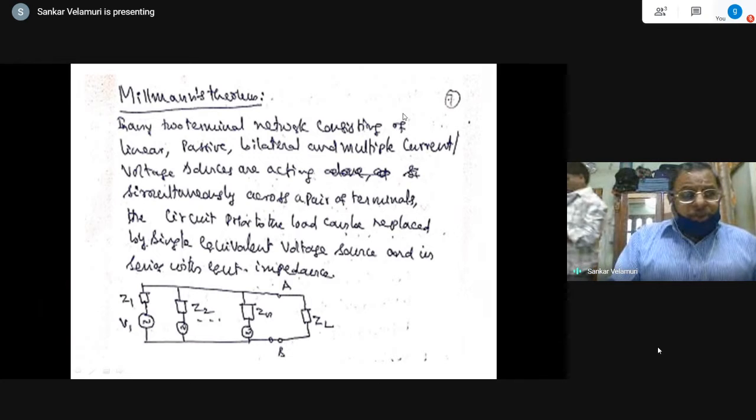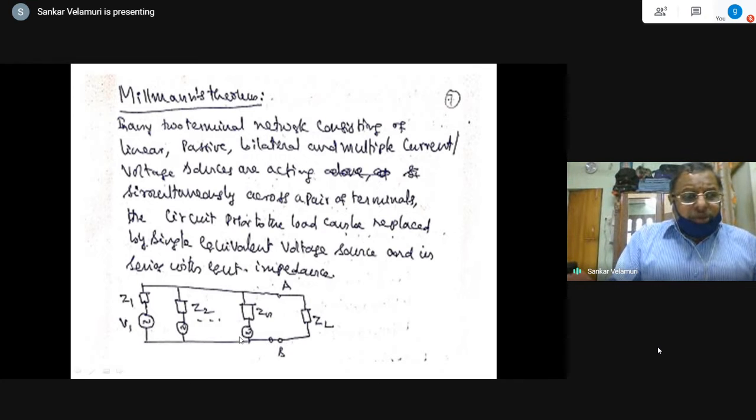In any two-terminal network consisting of linear, passive, bilateral elements, and multiple current or voltage sources acting simultaneously across a pair of terminals, the circuit prior to the load can be replaced by a single equivalent voltage source in series with an equivalent impedance. That is, it is equivalent to Thevenin's voltage only. But you see, what are the conditions that are there? V1 is the voltage source, Z1 is its series impedance. It can be AC or DC, but in general, I have mentioned V1, Z1, V2, Z2, Vn, Zn applied to ZL.